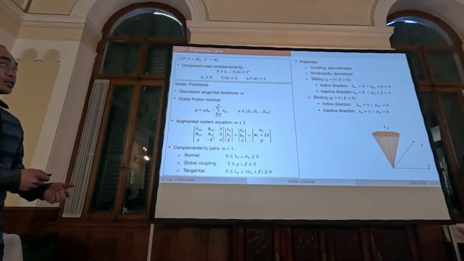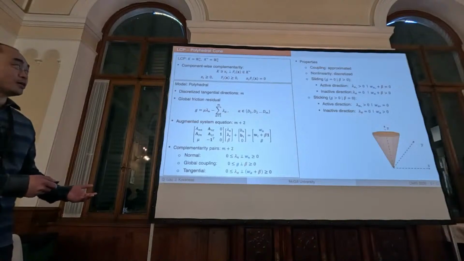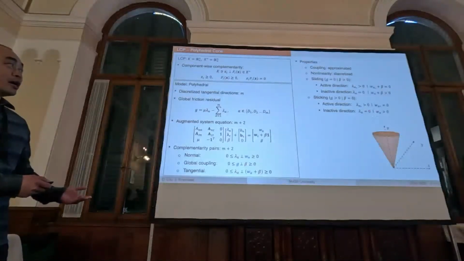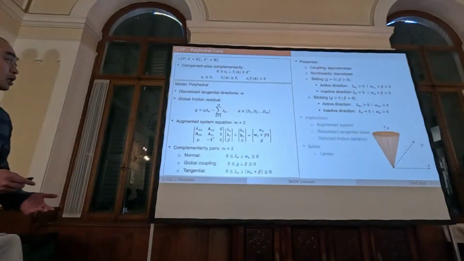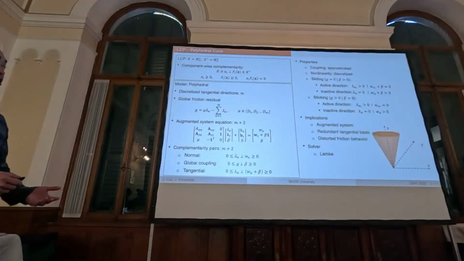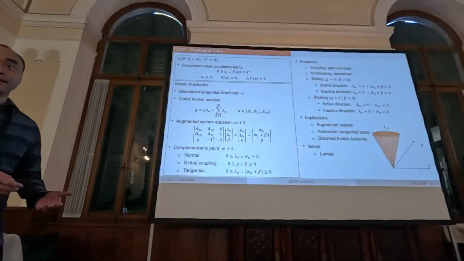In the sticking case, we have beta equal to 0. Then in the active direction, we have positive friction force while 0 velocity. While in the other directions, we have 0 velocity, but at this moment the model imposes positive sliding velocity on those directions. So overall, this model introduces an augmented system, has a redundant tangential basis, and distorted friction behavior.